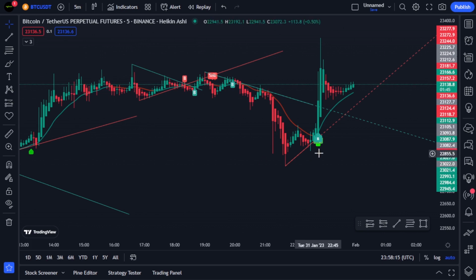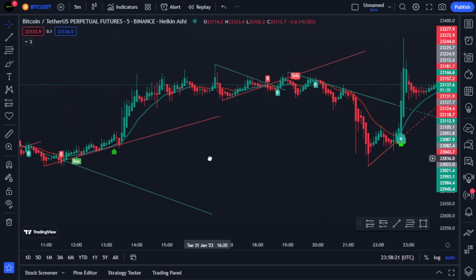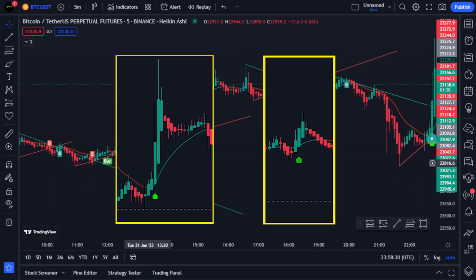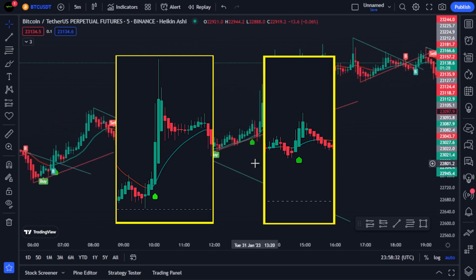So when the red label appears, it's a selling signal, and when the green label appears, it is a buying signal. Sometimes we have signals where the label is a little bit darker, so these are weaker confidence signals.